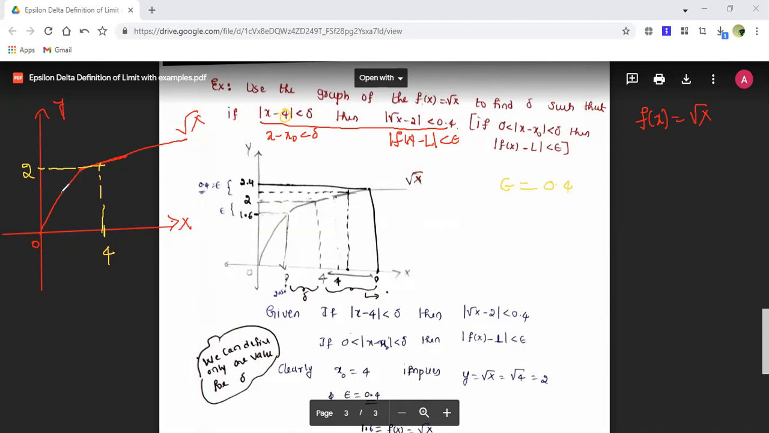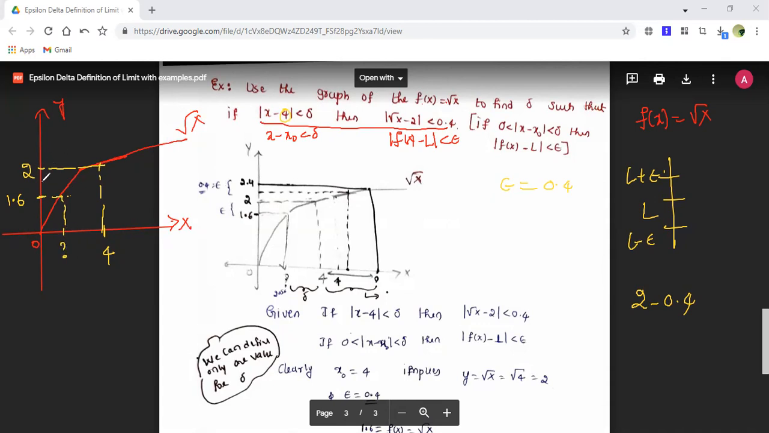So epsilon value is 0.4 means, if you remember the previous graph, here you are having L, and here you are having L minus epsilon, and here L plus epsilon. So L minus epsilon: L is known to you, that is 2, and 2 minus 0.4 is 1.6. So somewhere here it is 1.6. So this point is your 1.6, and I'm drawing it here.